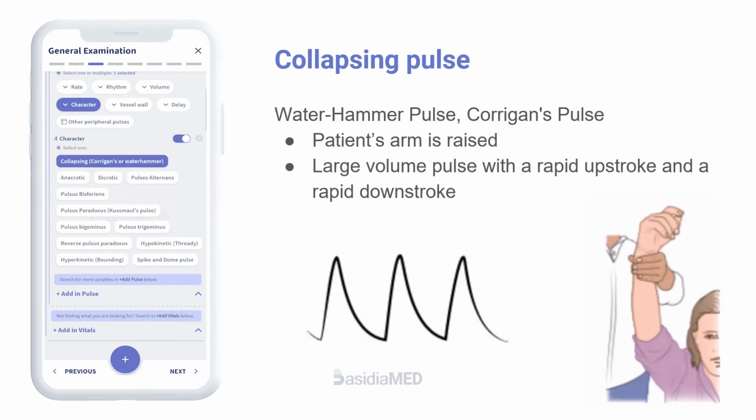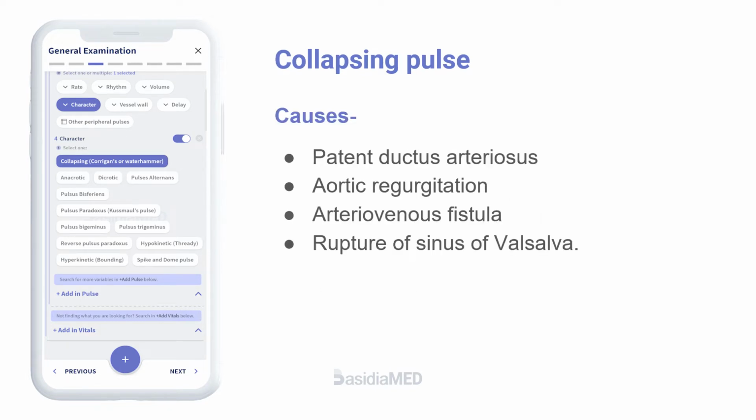Collapsing pulse, also called water hammer pulse and Corrigan's pulse. Checked on the radial artery, the patient's arm is raised to feel the pulse. It is a large volume pulse with a rapid upstroke and a rapid downstroke. Causes of collapsing pulse include patent ductus arteriosus, aortic regurgitation, arteriovenous fistula, and rupture of sinus of Valsalva.